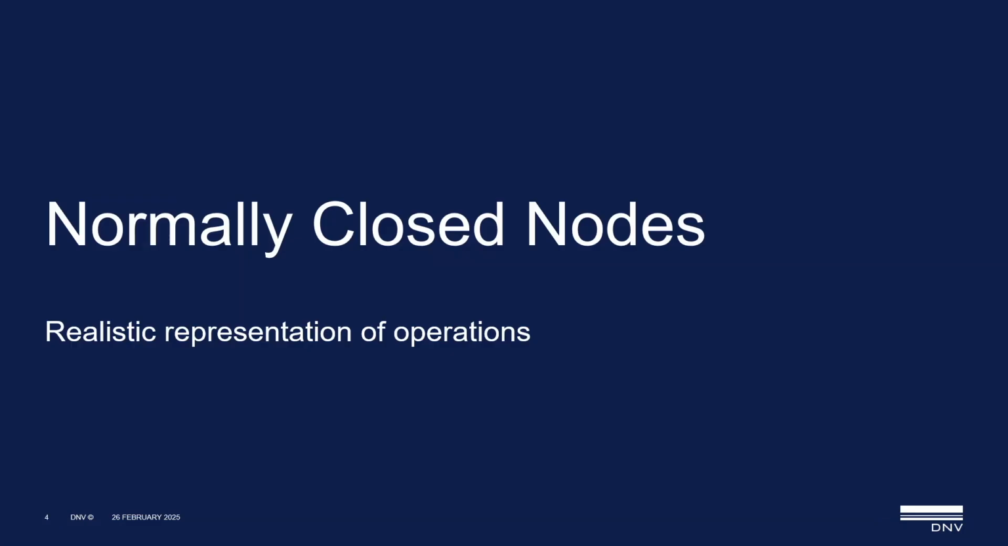Normally closed nodes in petrochemical plants is an important feature because it enhances the accuracy of system reliability, availability, and risk assessments. Many petrochemical plants or refineries have equipment, pipelines, or process paths that may remain closed under normal operations, but may open under specific conditions. For example, maintenance, emergency, or process upsets. Hence, we have included this in the release.